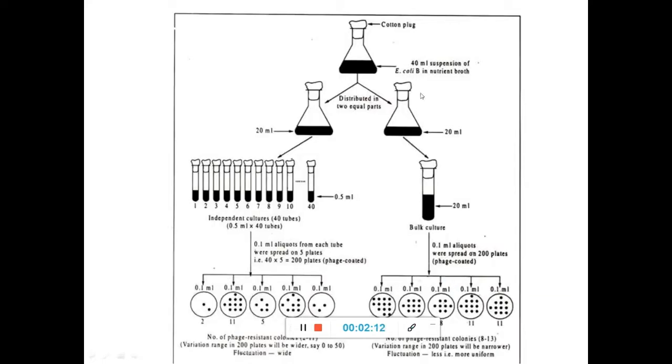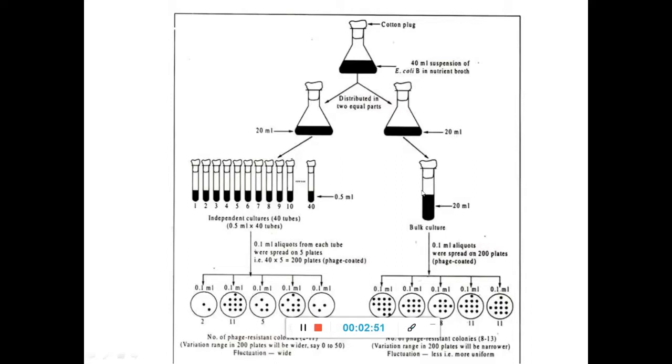So he did an experiment here. He took a 40 ml suspension of E. coli in a nutrient broth, and he distributed them into two equal parts, 20 ml and 20 ml. And this 20 ml culture was divided into 40 test tubes, 40 independent cultures in which every tube contained 0.5 ml of this culture. So you have E. coli here, and one portion is divided into 40 test tubes with 0.5 ml, and the remaining 20 ml was taken as a bulk culture in one.